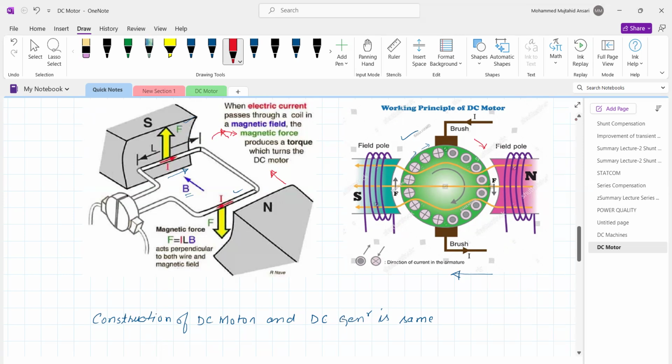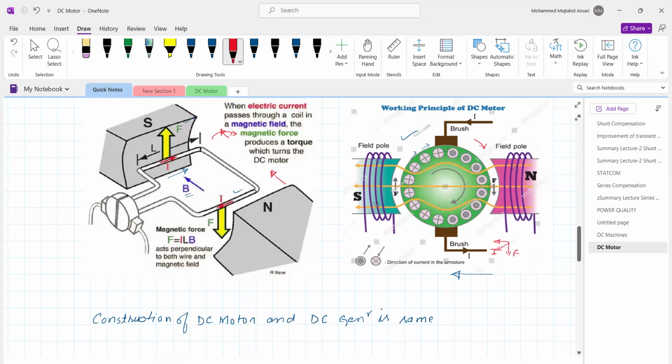So if you apply this, this is the direction of magnetic flux, this is the direction of force, and this will be the direction of current. Now, if you see, the direction of this current is opposite to the existing current in the armature conductor.